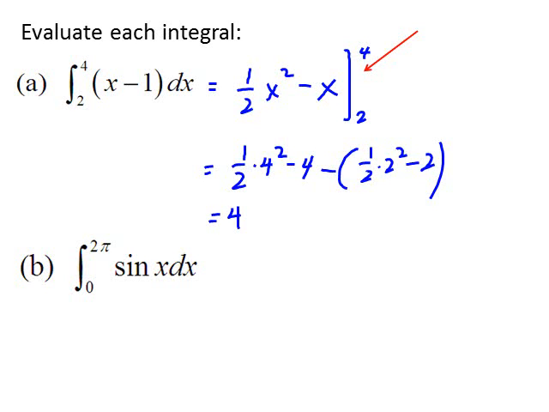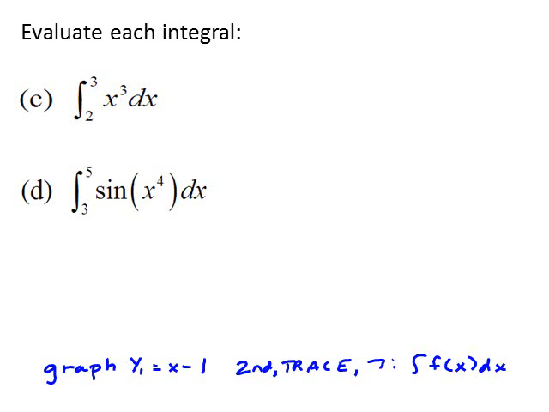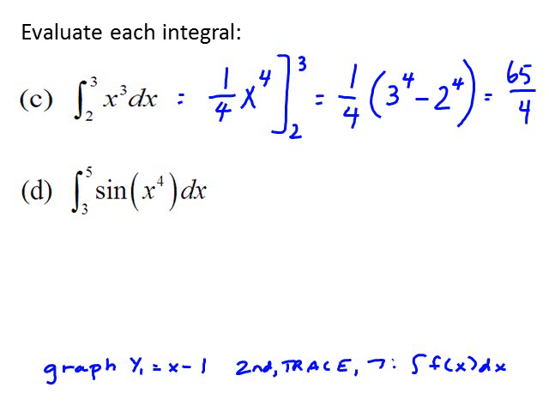In part b, to find the integral from 0 to 2 pi of the sine of x, first find an antiderivative, and find the difference between its values at 2 pi and 0. The value of this integral is 0. Similarly, to find the integral from 2 to 3 of x to the third, an antiderivative is 1/4 x to the fourth. In this one, I'm leaving the 1/4 aside and evaluating x to the fourth at 3 and 2 first.